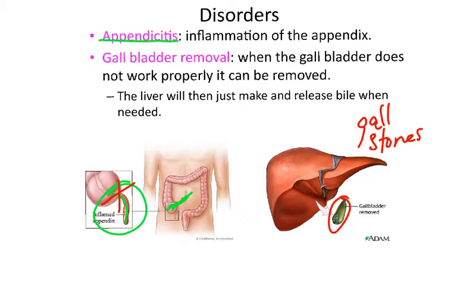remove the gallbladder. Now, the gallbladder is a lot more necessary than the appendix, and removal of the gallbladder has some side effects as far as upset stomach and some things like that, but it's not a death sentence. What the doctor does is they tie the bile duct right out of the liver down to the small intestine, so there's no bile storage.